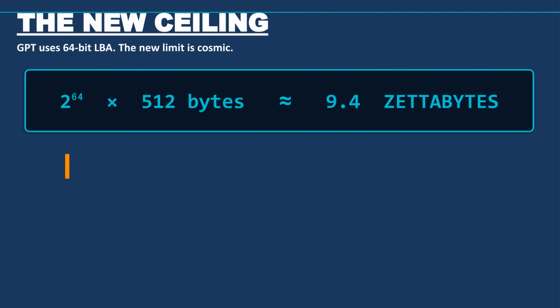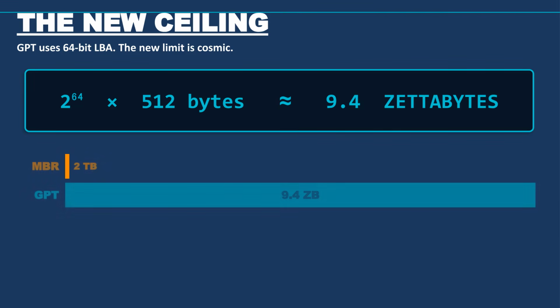GPT uses 64-bit LBA, offering a massive increase in addressable disk space. The maximum theoretical disk size is 9.4 zettabytes, compared to the MBR's hard limit of 2 terabytes. This new ceiling is effectively limitless for modern storage needs.